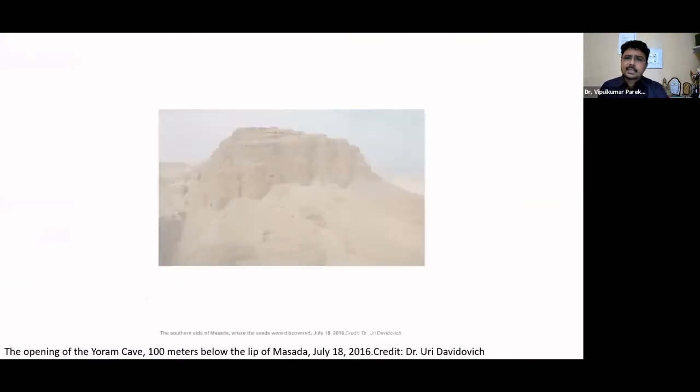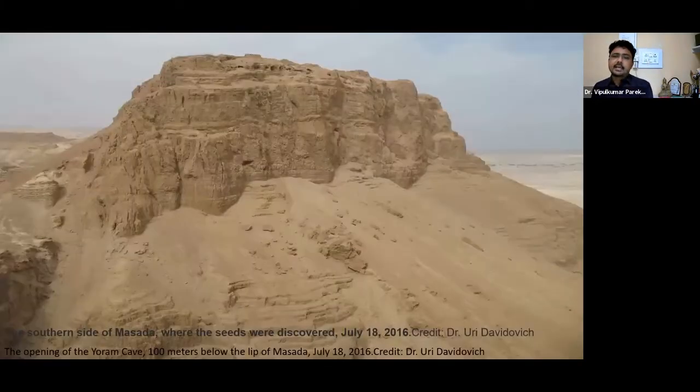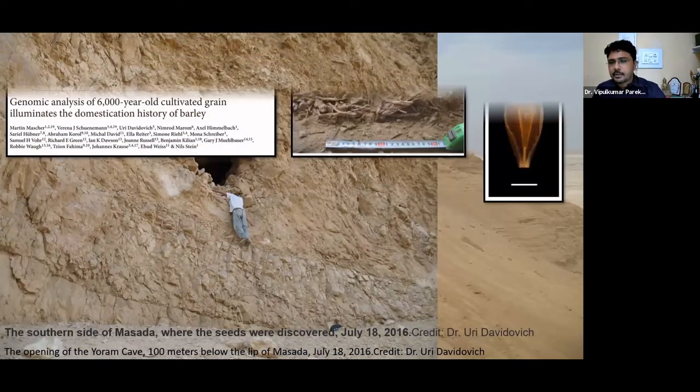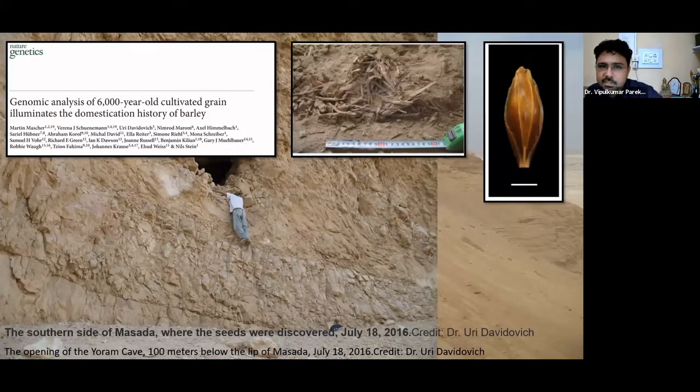So ultimately it is evident that you must be aware that a 6,000-year-old seed has been discovered in Israel, particularly at Masada. This is the place where it was discovered, the cave of Rome. From there, scientists identified and collected some barley seeds, which were confirmed to be 6,000 years old.